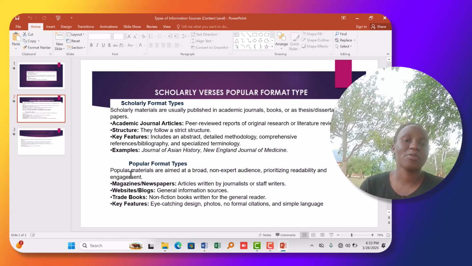Then we also have another one, which is the trade books. The trade books are non-fiction books written for the general reader. Then we have the key features, which are the eye-catching design, photos. Then it does not involve formal citations, and it has simple language. This one is the popular format types. It is normally for the public. Then the scholarly format types is generally, most especially, academic information.